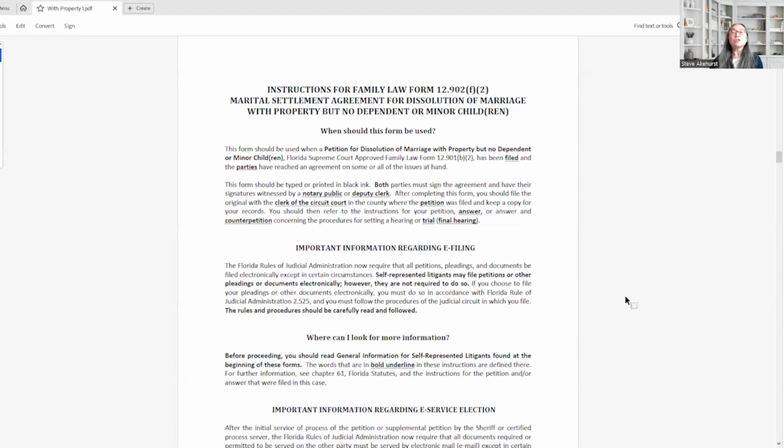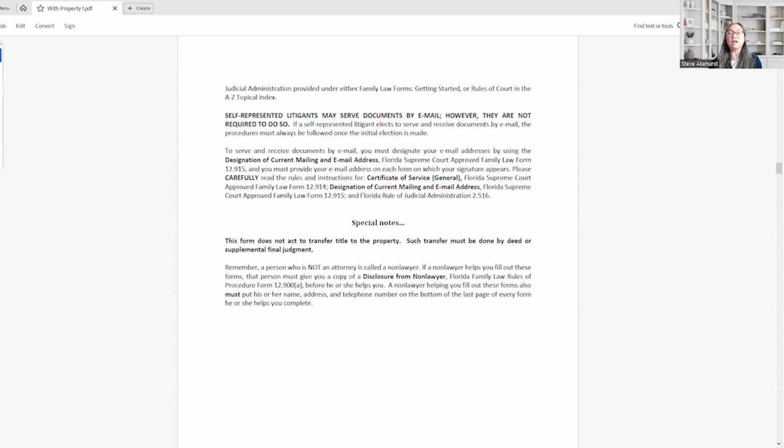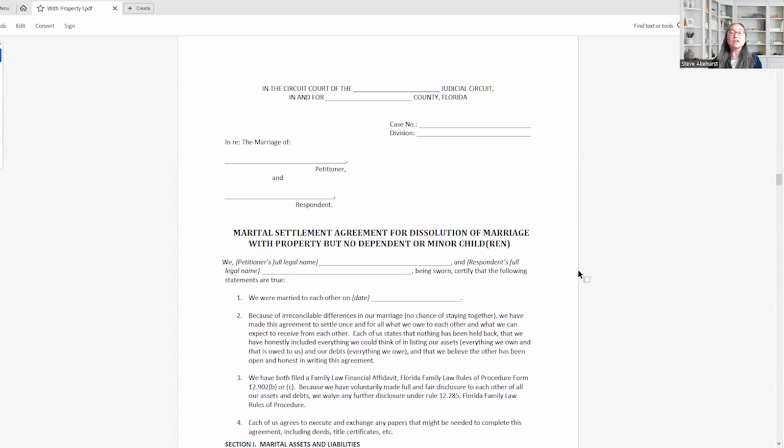Okay, so the next form we have is the marital settlement agreement. This is only if you both agree, your spouse and yourself both agree to resolution. Remember I mentioned earlier that you could agree to part of it or you could agree to all of it. It depends on which one, but you both have to agree to fill it out. Again, this is just some instructions. You could review. If you don't want to, you could throw it out. So this is the actual form.